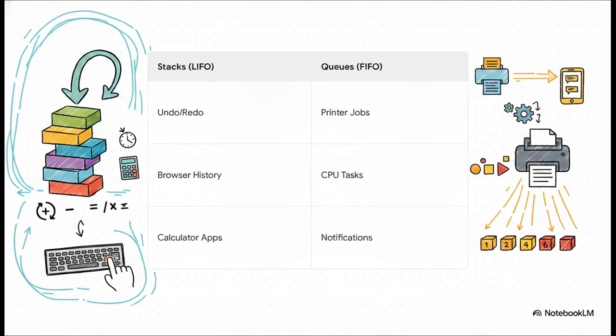But for queues, well, think about sending 5 documents to a printer. You want them printed in the exact order you sent them, right? That requires the fair sequential processing of a queue. The same goes for your CPU scheduling background tasks, your phone popping up notifications in the order they arrived, or your browser piecing together file downloads.